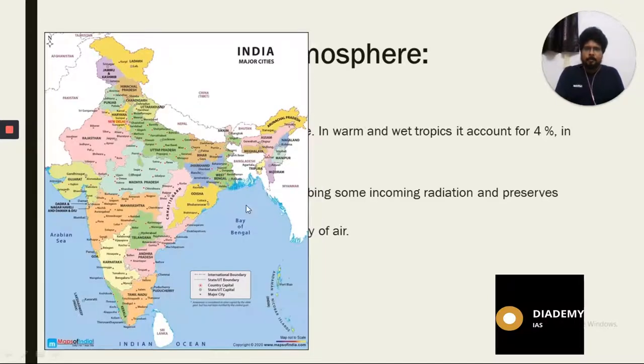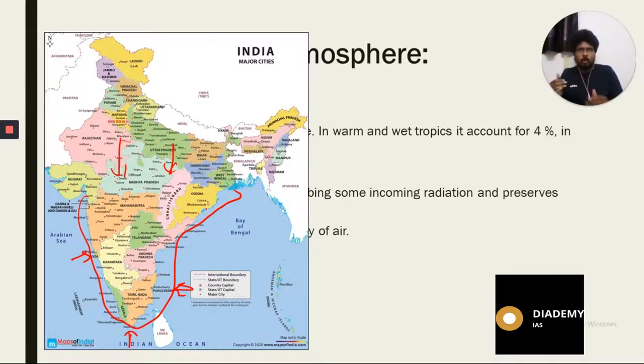If you see the map of India, the peninsular India is surrounded by ocean. So all these areas have more water vapor, that means they have more humidity in their air compared to the inner areas. The inner areas don't have as much water vapor as the coastal areas, that means the areas which are near the ocean. Okay.